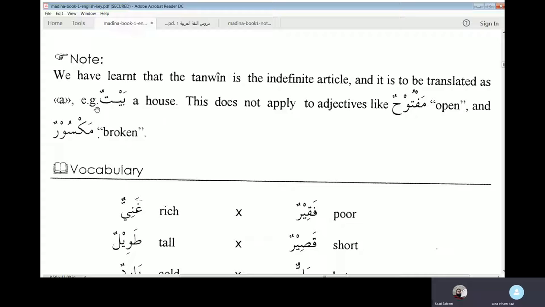Okay, so it only applies to nouns. So in nouns, Tanween means a, but in the case of adjectives, it does not mean a.